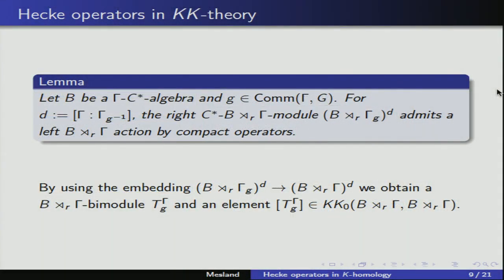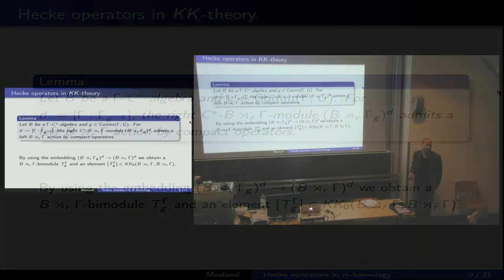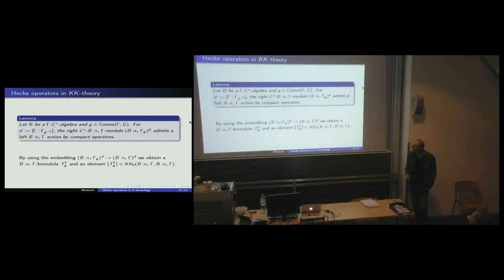And this gives you a representation of the cross product in the cross product of this smaller group. And then you embed the module associated to the smaller group in the module of the bigger group. And this gives you an element in KK0 of 2 copies of this cross product. We denote this bimodule by T_gamma G and its class by the class of T_gamma G. And so this gives us a definition for any cross product, actually. I've not assumed anything about the algebra B. You can just do this. It just uses the structure of the group.